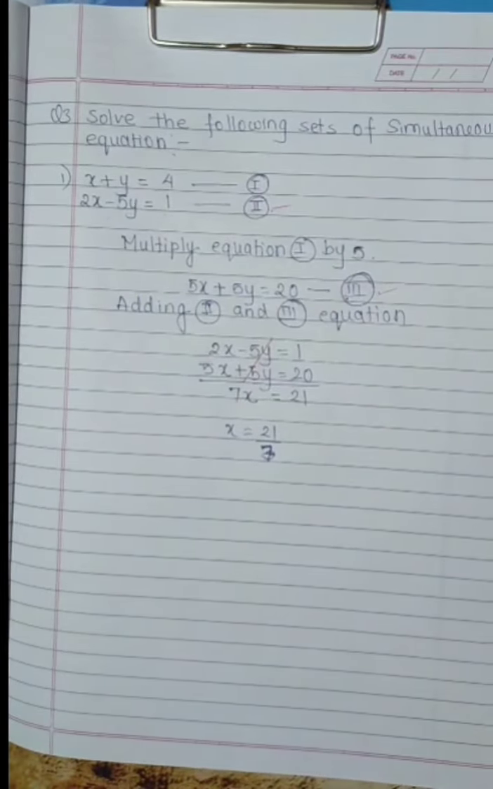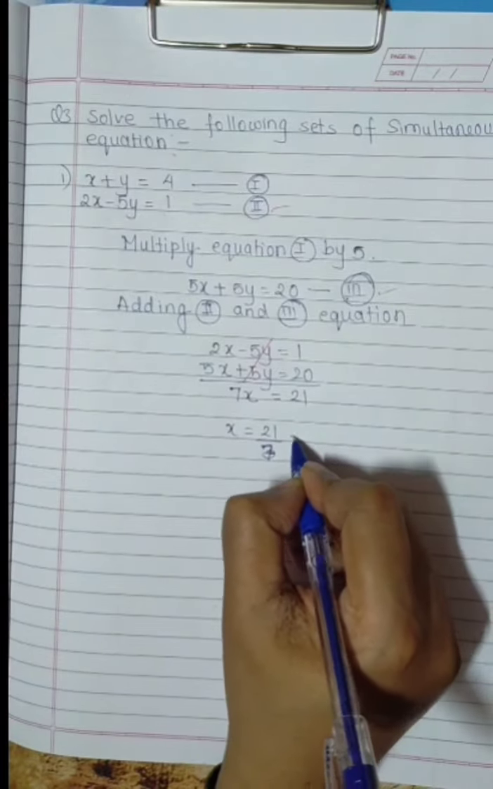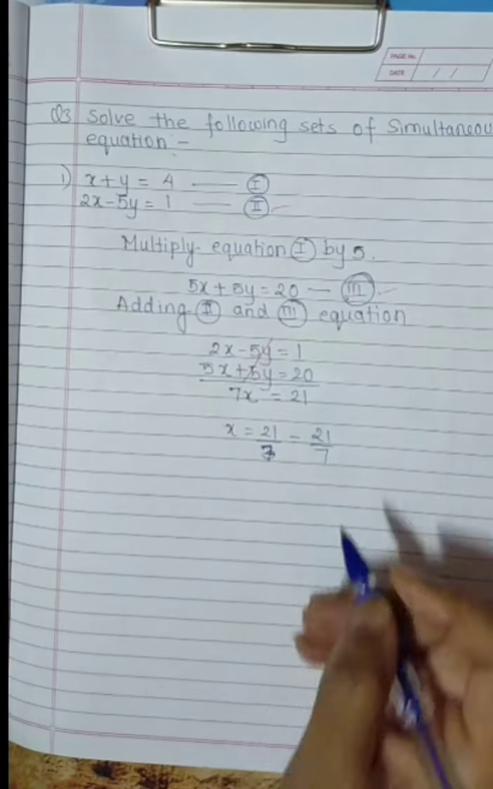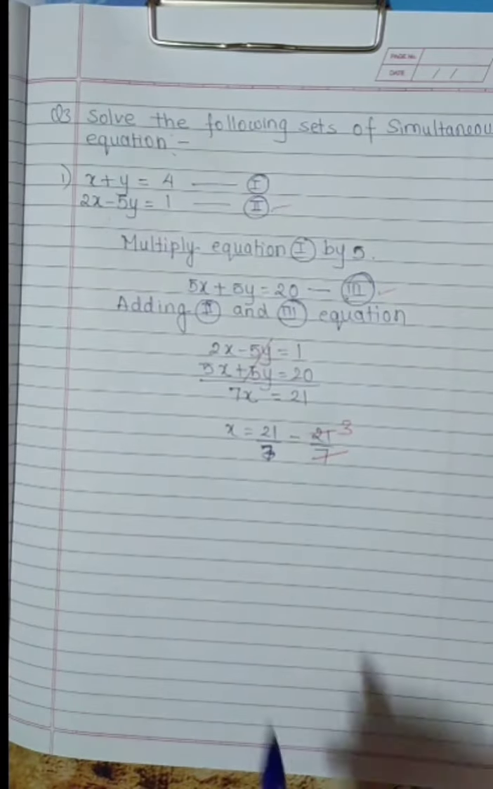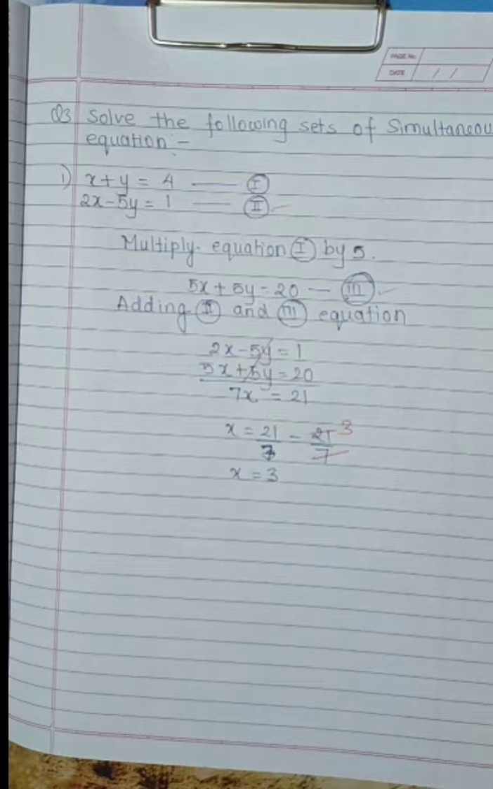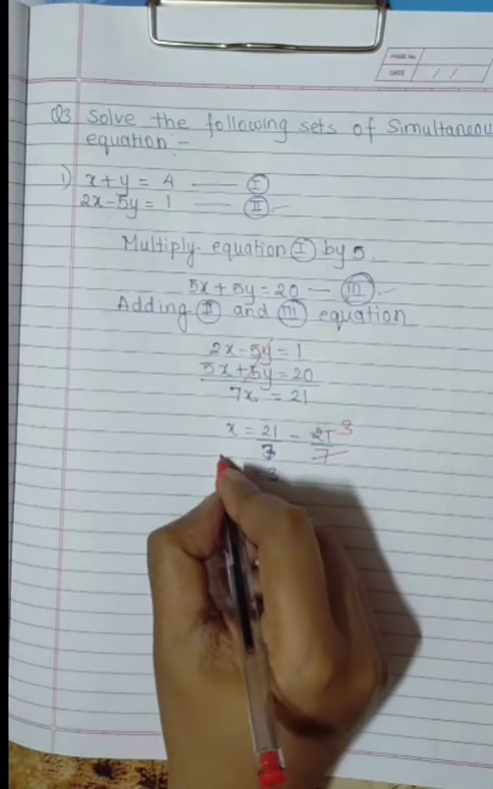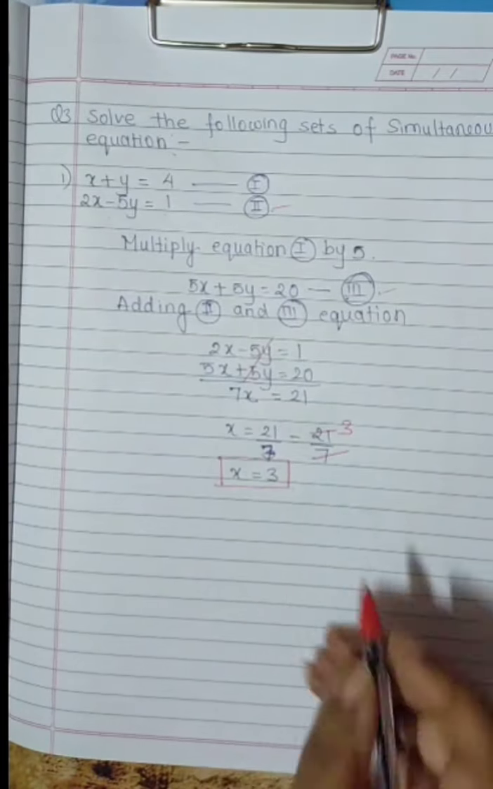x is equal to 21 upon 7. Seven threes are 21. Okay, so x is equal to 3. We got x is equal to 3.